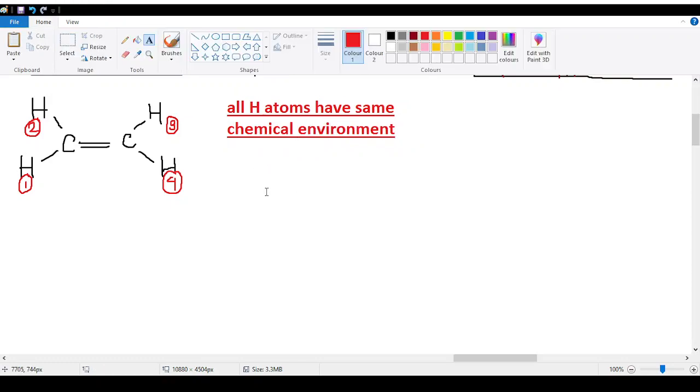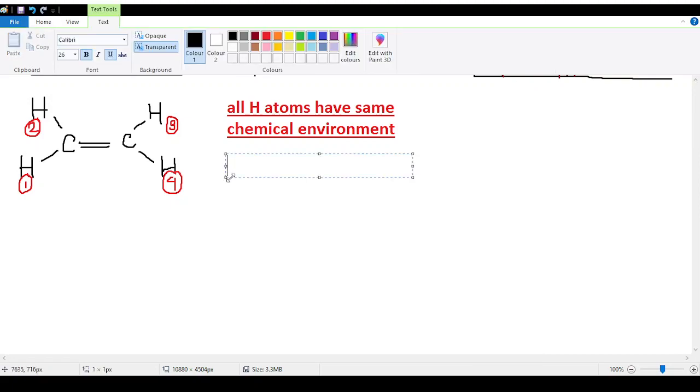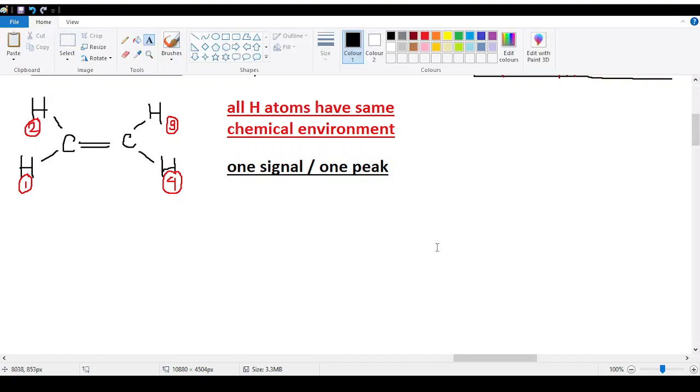Now, if that is the case, how many peaks do you expect in the NMR spectrum? How many peaks can we expect? We can only expect one peak, or one signal. Why one? Because there's only one chemical environment. Does that make sense?